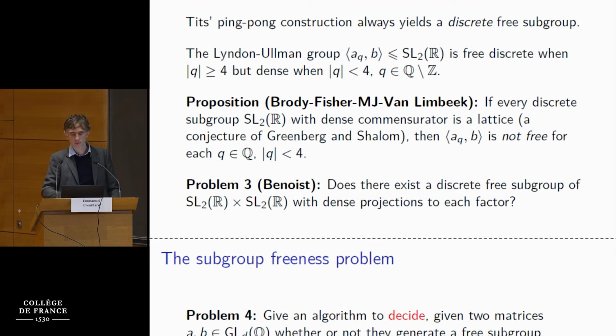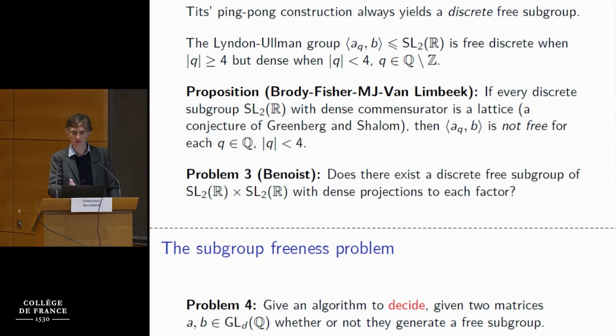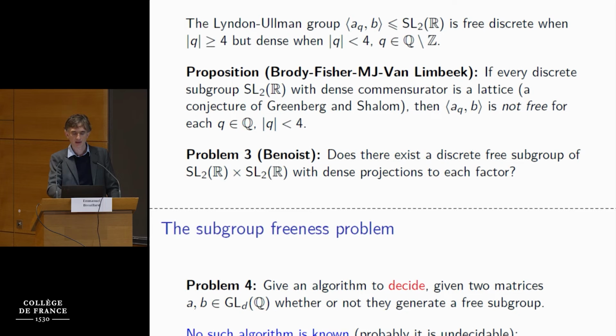Another related open problem in this direction is the problem of Yves Benoit, which is surprising in that we cannot answer this at the moment. Can you find a discrete free subgroup in the product of SL2 cross SL2 with dense projections to each factor? It's clear that you can find a free discrete group with discrete projection to a given factor, like these two matrices, for instance. But if you want dense projections, so it's called an irreducible group with dense projection to its factor, and still discrete in the product, that seems difficult.